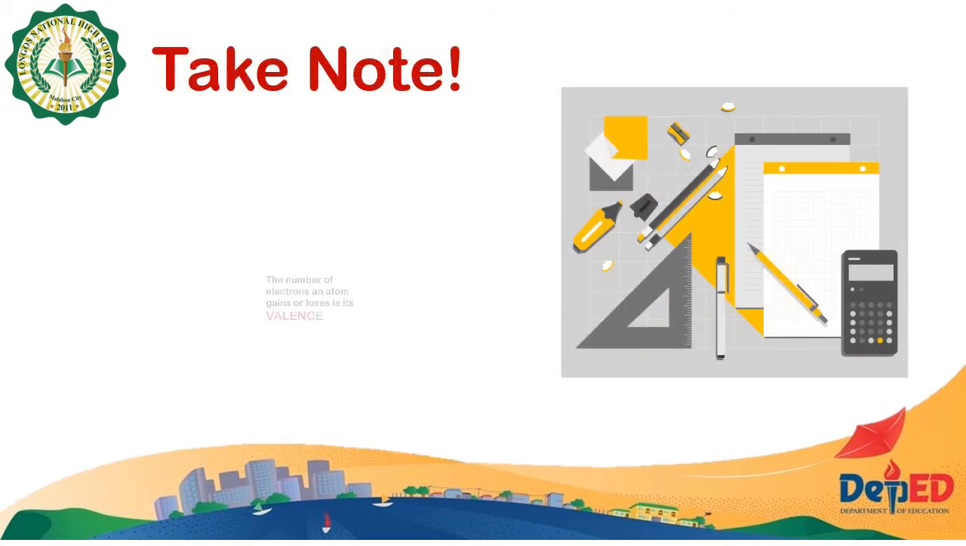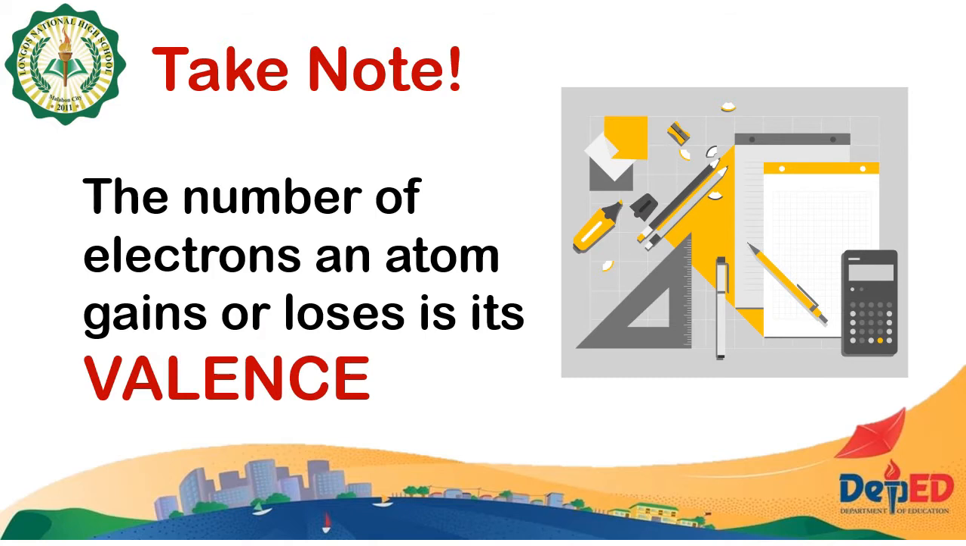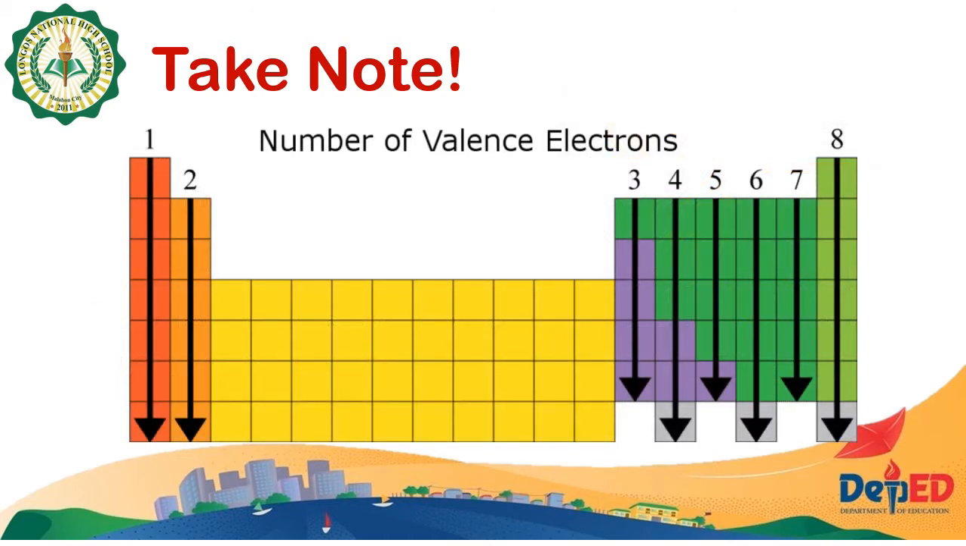Take note, class, that the number of electrons an atom gains or loses is its valence. It is important that you know how to get the number of valence electrons, or the electrons in the outermost shell. Do not worry, we can simply determine the number of valence electrons in an atom by looking at the group number in the periodic table of elements, as you can see on your screen.